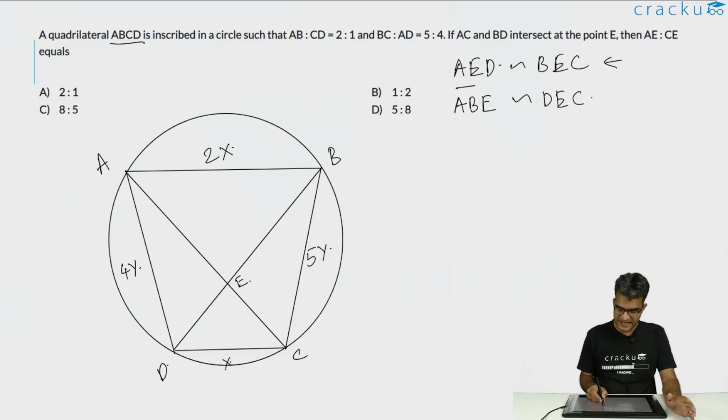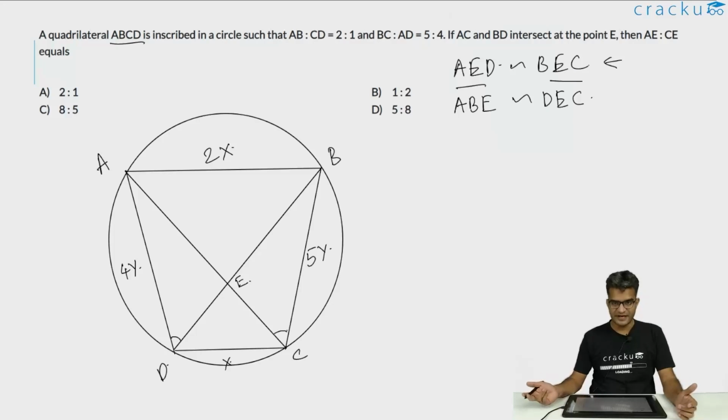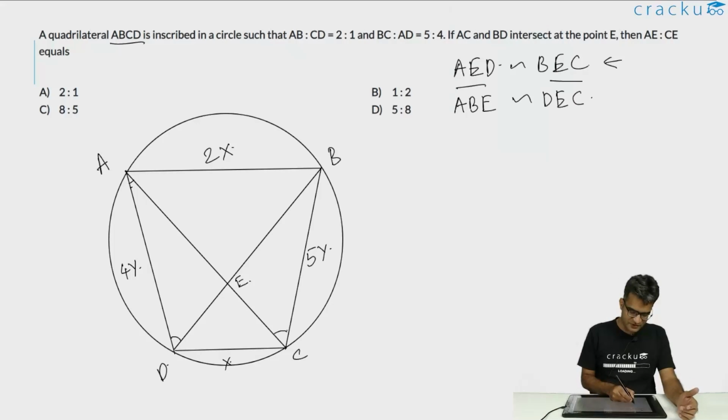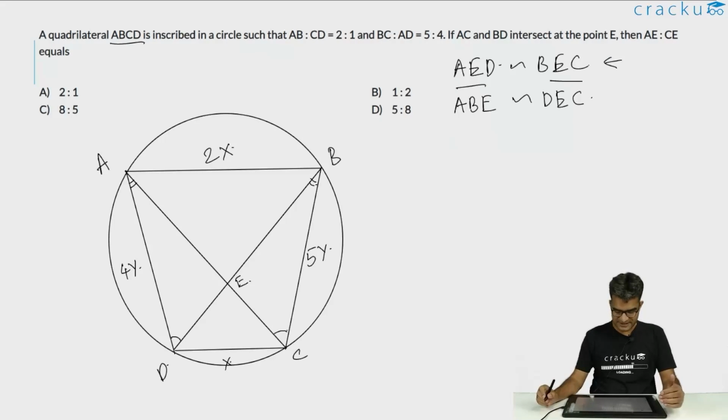If you're looking at AED and BEC, this angle is the same as this angle because both of them are the angle subtended by the chord AB at the circumference. So both of them are the same. Similarly, both these also will be the same because this is the angle subtended by the chord CD at the circumference. And the third angle will obviously be the same. This also is the same.